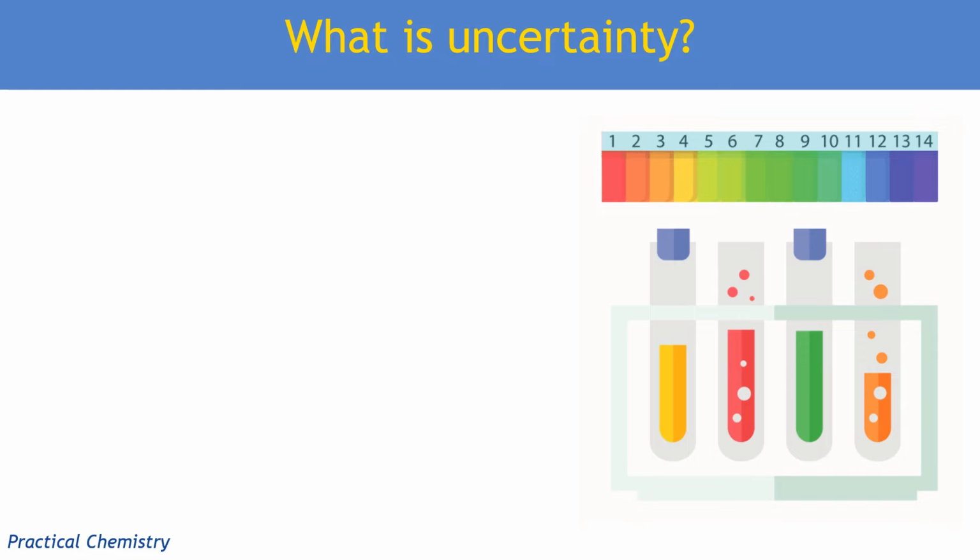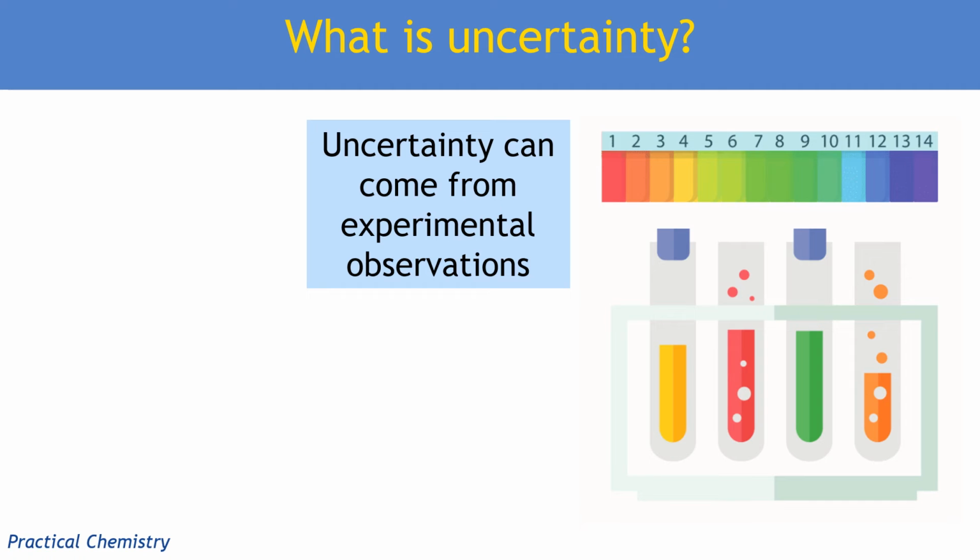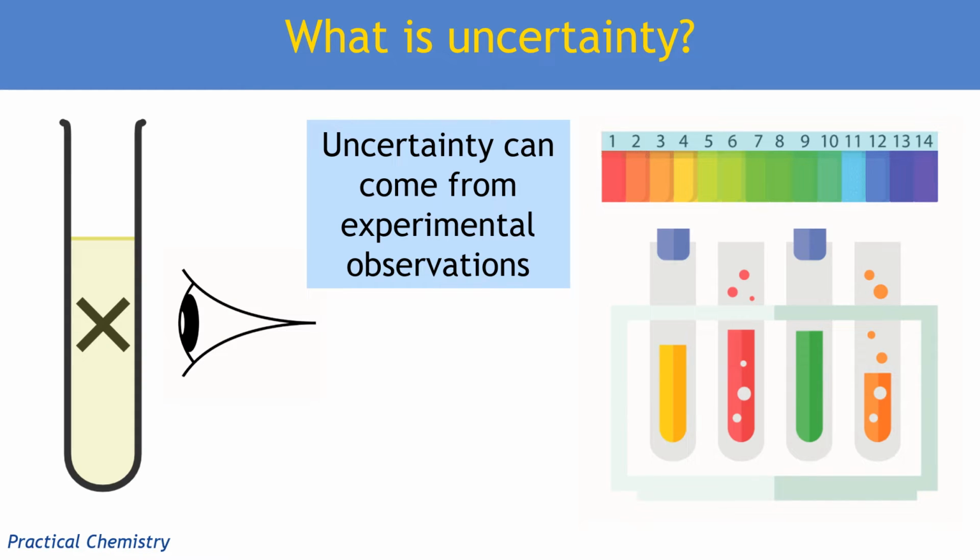And uncertainty can come from many different places. It can come from experimental observations, limitations of people really. So for example, we might have a different idea when we look at colours about what colour something is on a pH chart, or somebody might have a different idea about, for example, when a cross disappears, if we're doing a classic rates experiment.